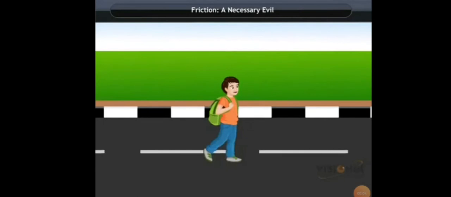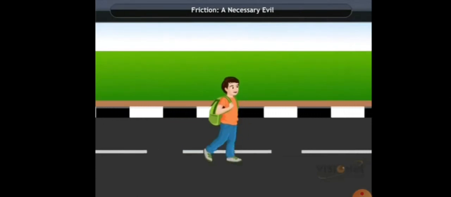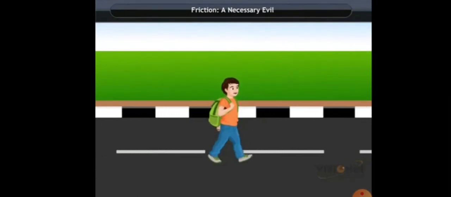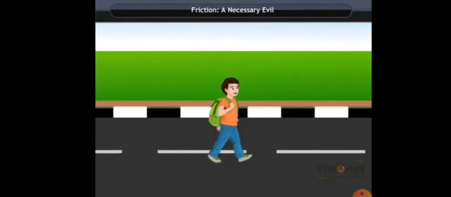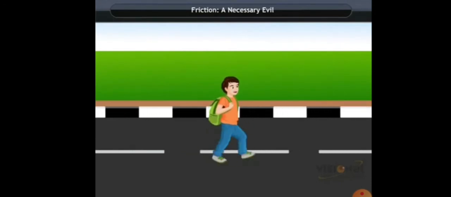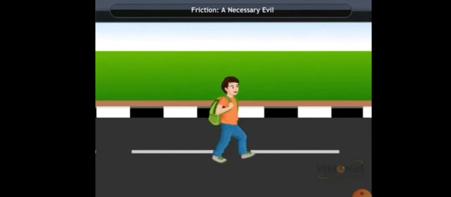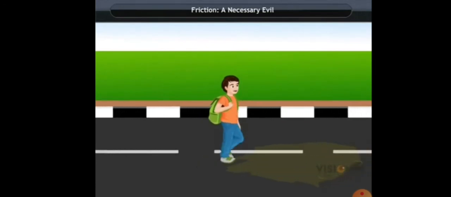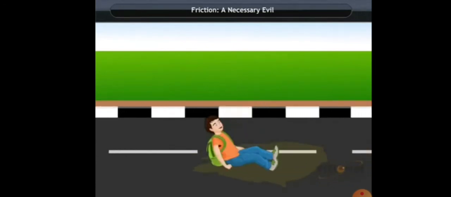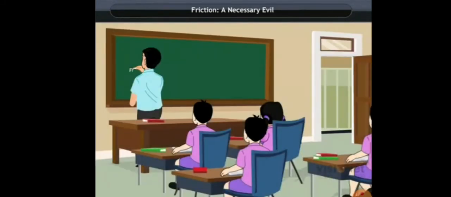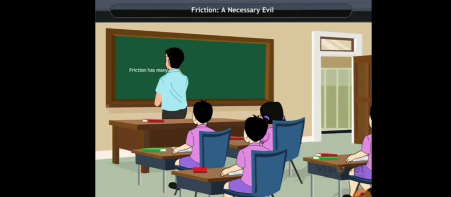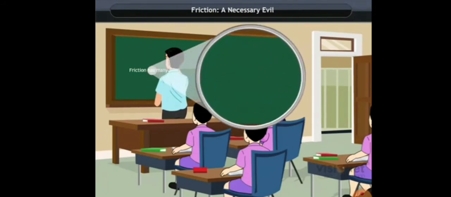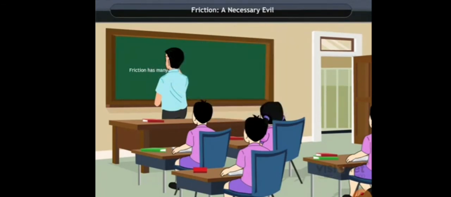Necessary evil. Friction has many uses in our daily life, but at the same time, it is not always good for us. Let us discuss the uses and the harms of friction and understand how it is a necessary evil for us. Friction helps us walking on the road. On slippery surfaces, it is difficult to walk because of less friction. Friction helps us writing with a pen, pencil or chalk. As we write with a chalk on the board, the rough surface of the board rubs off the chalk particles which stick to the board.